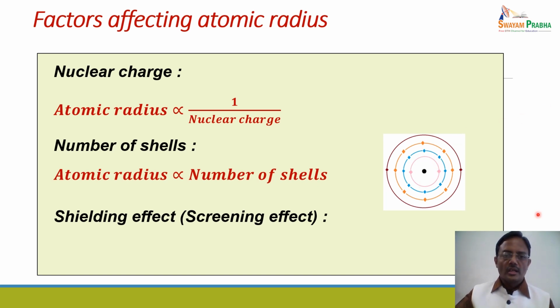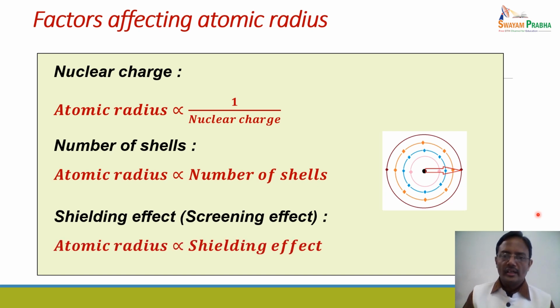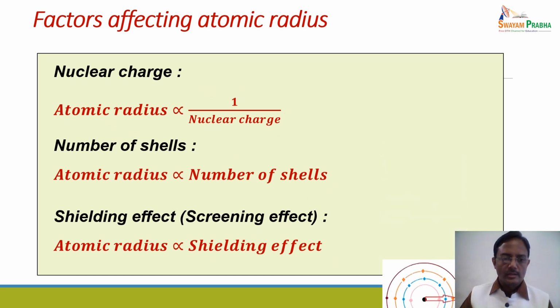So when screening effect increases, definitely the force of attraction between the nucleus and the electron goes on decreasing, and hence atomic radius goes on increasing. So atomic radius is directly proportional to shielding effect or screening effect. So atomic radius is directly proportional to number of shells and screening effect, and atomic radius is inversely proportional to the nuclear charge.